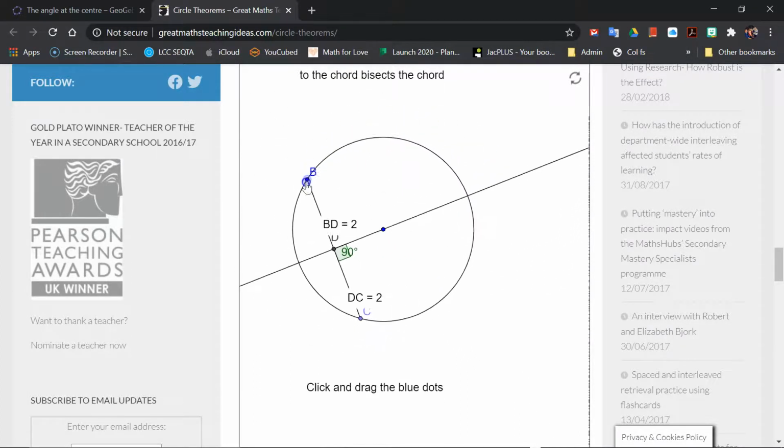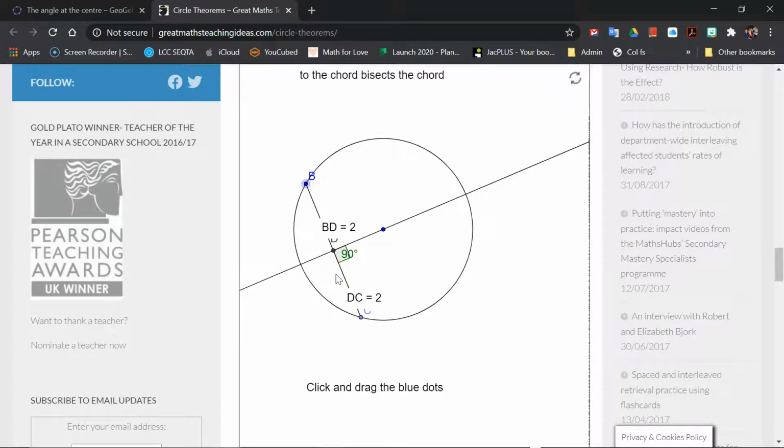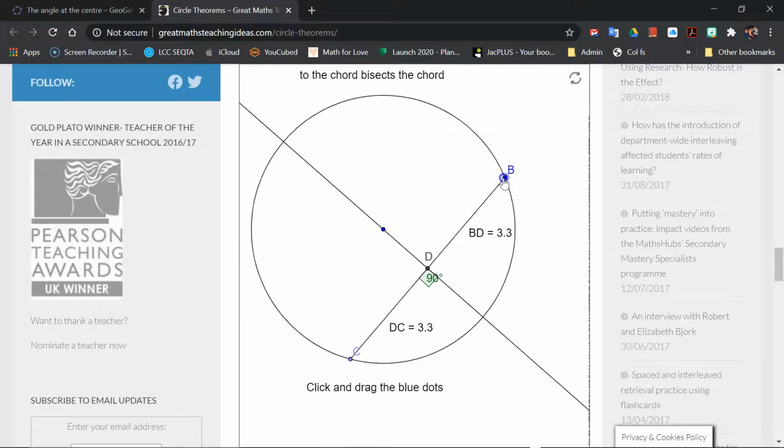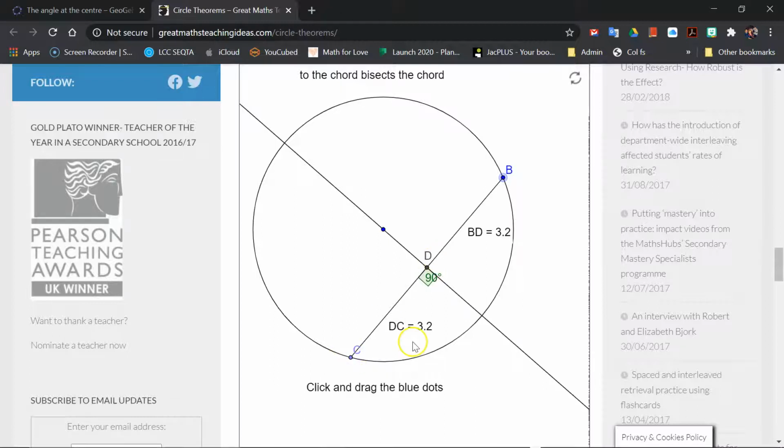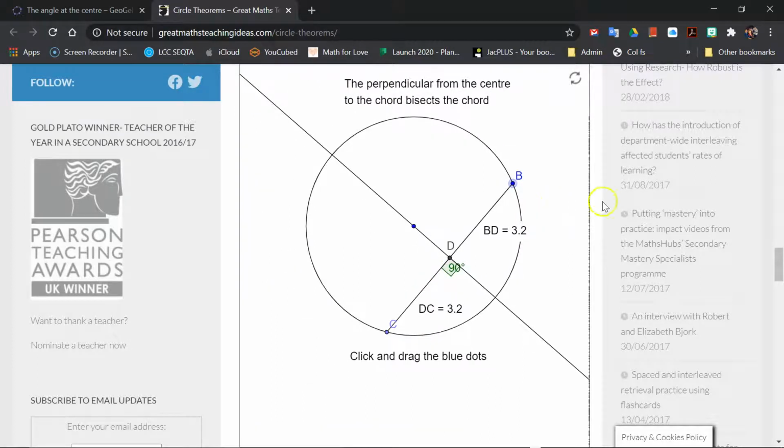So we're moving these around, and then because it is bisecting into two parts, you would expect that this length here, so BD, is going to be the same length as DC. Okay, so to make it a little bit clearer here, we've got C to D is 3.2, and then B to D is 3.2 as well. Okay, still cutting at 90 degrees. So those lines are bisecting at perpendicular angles.